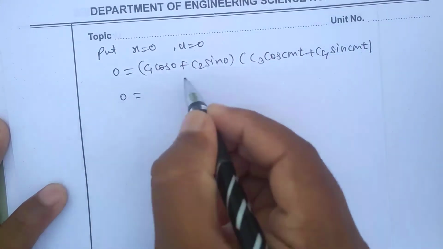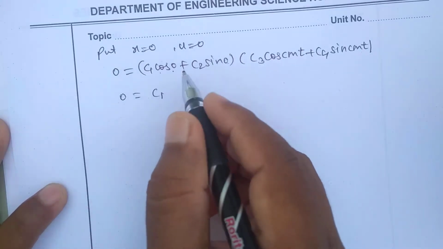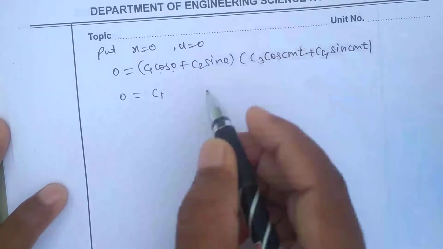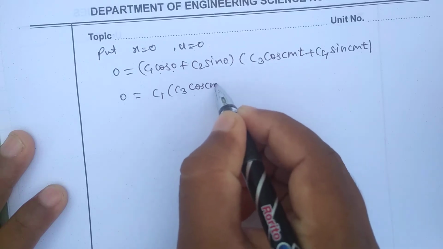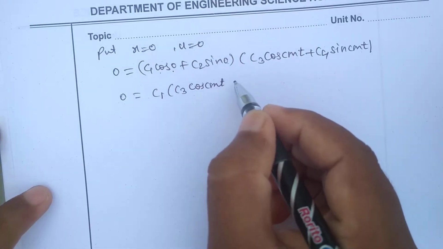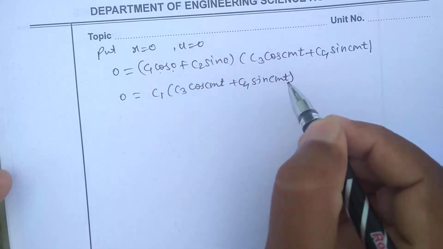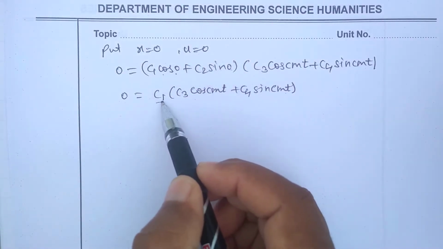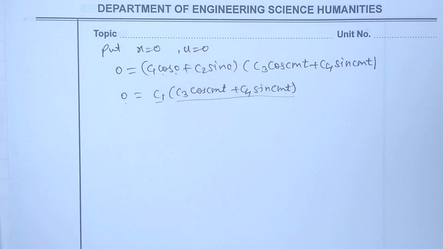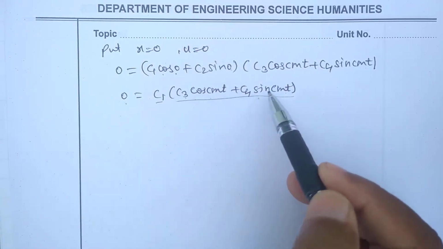Now 0 is equal to, cos 0 is 1, so we will get c1, sin 0 is 0, so this term gets cancelled out, into c3 cos cmt plus c4 sin cmt. Now we will get the multiplication of c1 into this bracket is equal to 0. Now at least one term has to be 0. So what about this term, c3 cos cmt plus c4 sin cmt?